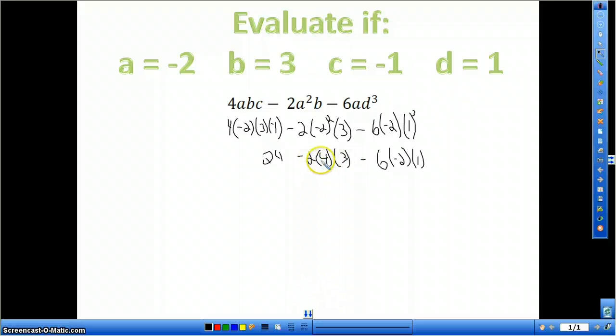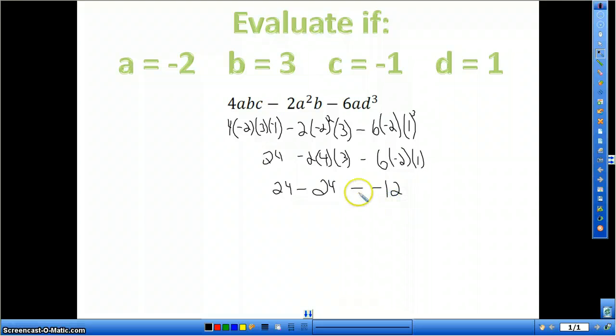Okay, I'm going to multiply here. So I've got 2 times 4, which is 8. And then that's times 3. So that's going to give me 24. Let me drop this down here. I got 24 minus 24, and then I have 6 times -2. That's going to give me -12 times 1, which gives me -12.